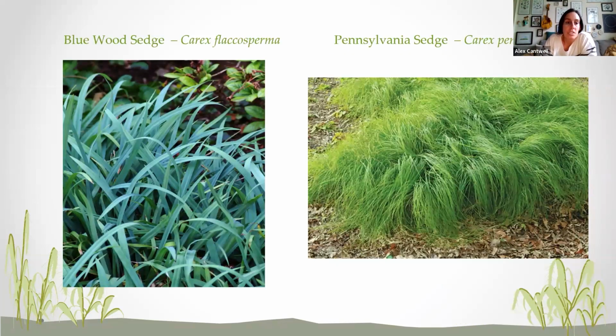For folks that like the grassy texture, blue wood sedge, I love this kind of punch of bluish color in the garden, especially in shaded areas. It's a little harder to get some color back in those areas, especially when we talk about foliage. But I absolutely love this one, and it's tough as nails.